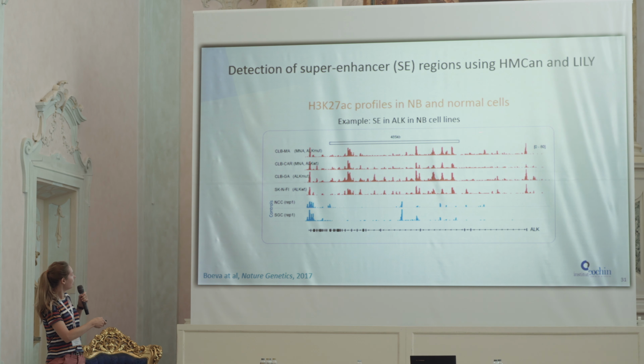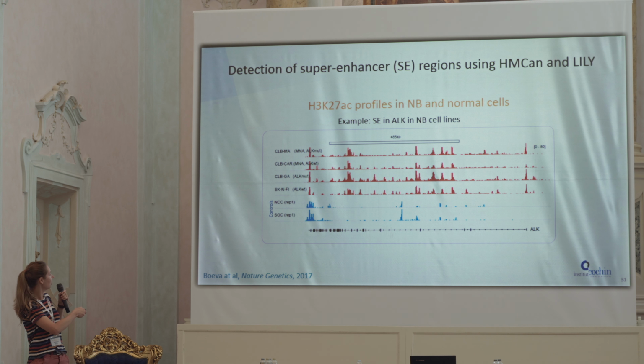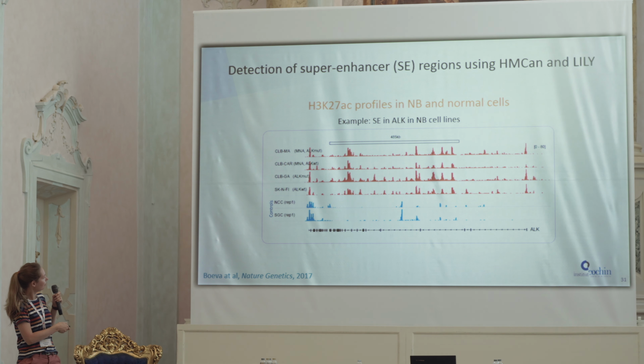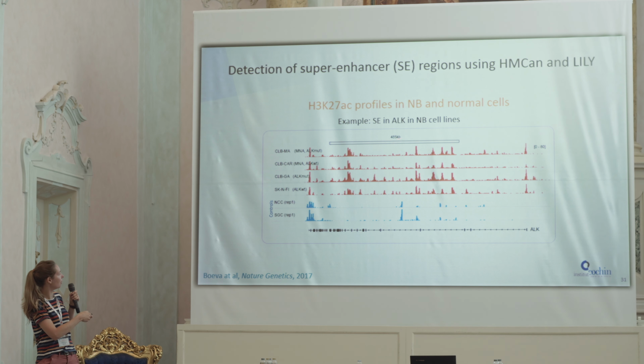Here I show you K27 acetylation signal for 4 different neuroblastoma cell lines in red and 2 normal controls in blue. Here you have cell lines which are ALK mutated or ALK wild type, MYCN amplified, and cell lines where you don't have amplification of the MYCN gene. You see that the profile is very similar. The region of the super enhancer is very long, about 500 kb.